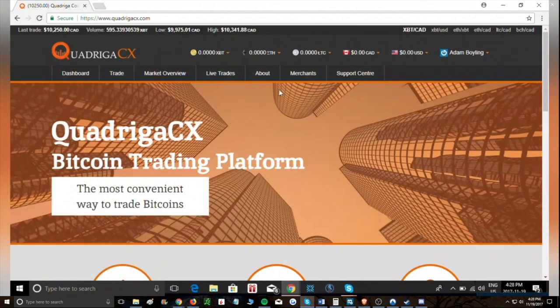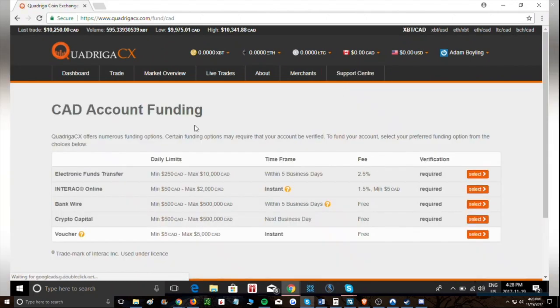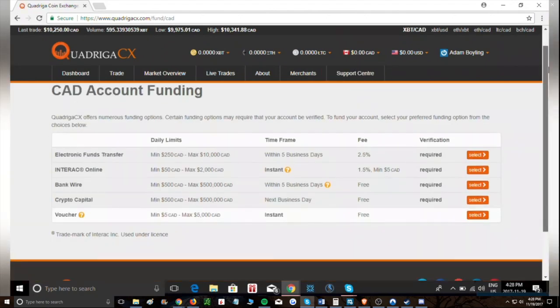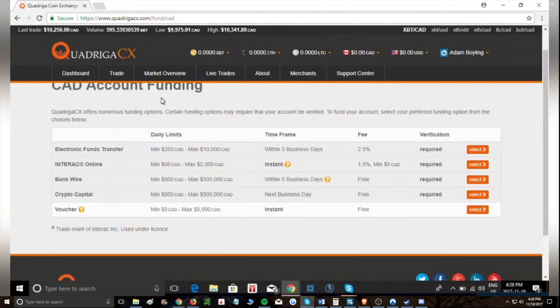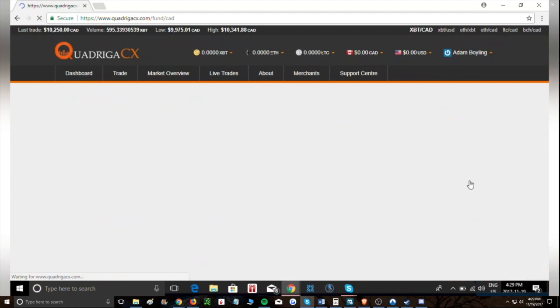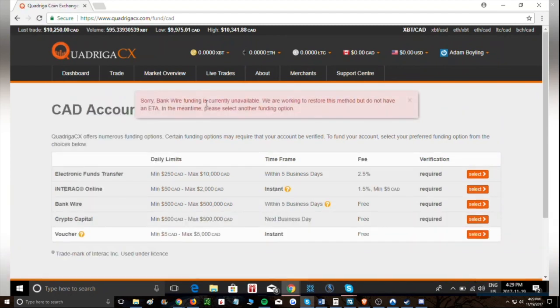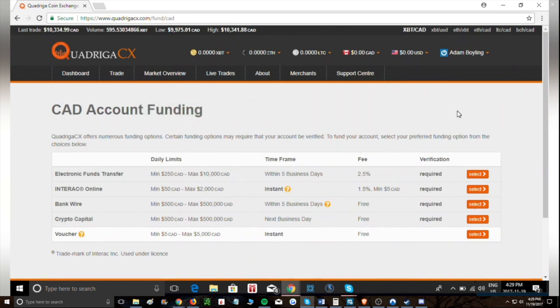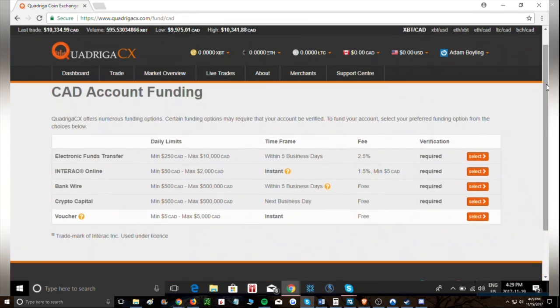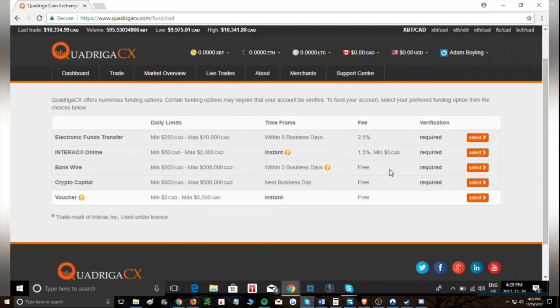So now we've had a look across the site. We want to fund our account. These are our options. You can do an EFT, Interac Online, bank wire, crypto capital, or a voucher. I've been opting for the bank wire, but unfortunately, you can see right here, bank wire is currently unavailable. I hope by the time that any of you are watching this video, that will be fixed. Currently, they don't have an ETA, and it's been down for a couple of weeks, maybe even a few weeks, but hopefully that'll be fixed soon.